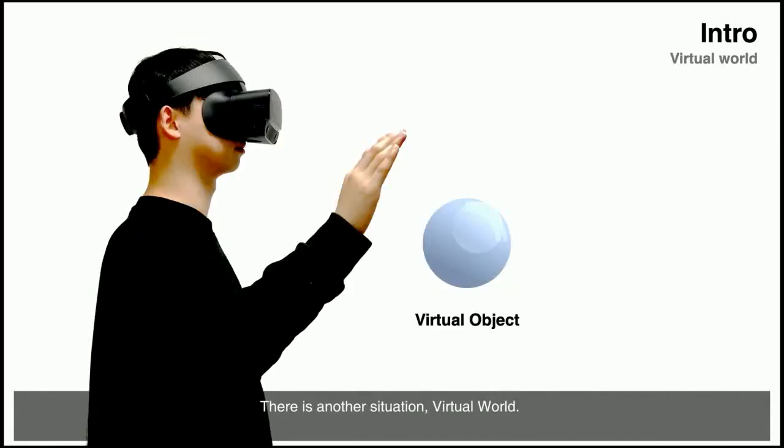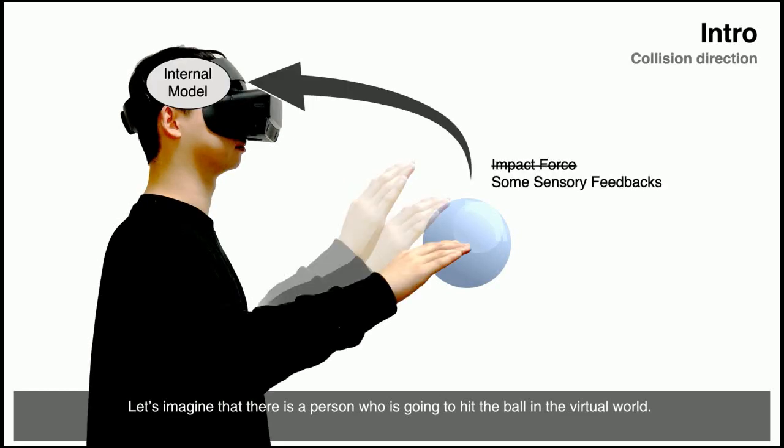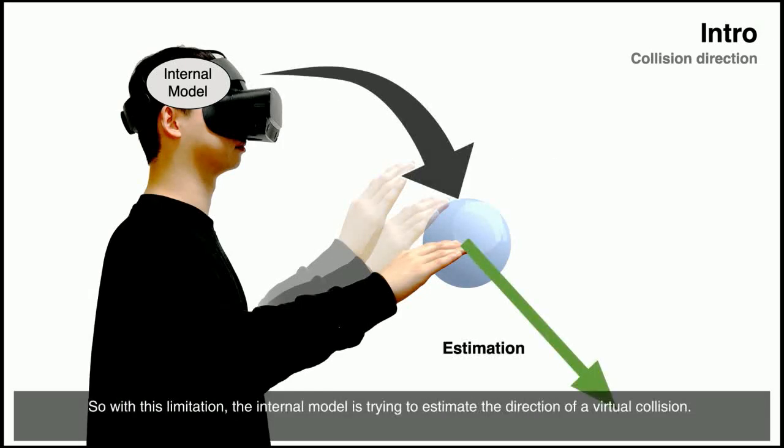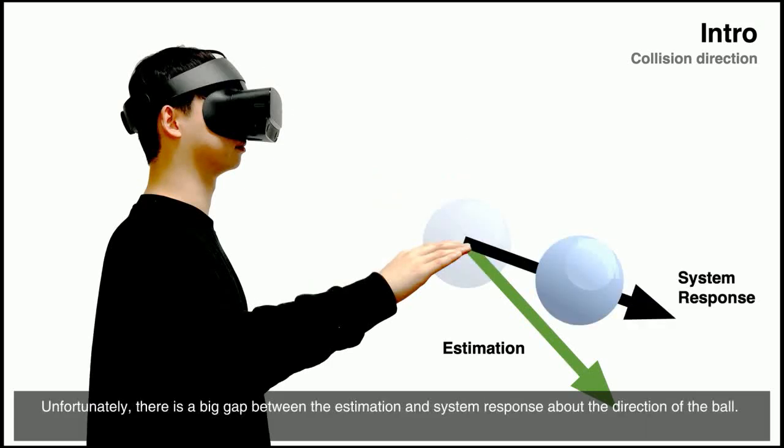There is another situation, virtual world. Let's imagine that there is a person who is going to hit the ball in the virtual world. When a user hits this virtual ball with their hand, the internal model also works the same way. But this is not a real ball, so there are only limited feedbacks without the impact force. So with this limitation, the internal model is trying to estimate the direction of a virtual collision. Unfortunately, there is a big gap between the estimation and system response about the direction of the ball.